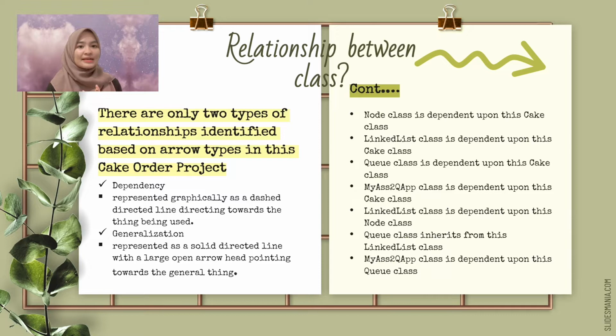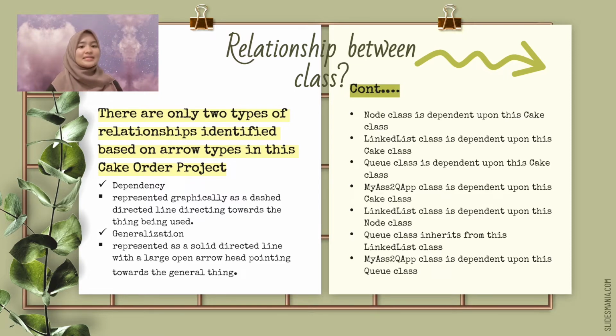Second, the linked list class is dependent upon this cake class. Third, the Q class is dependent upon this cake class. And the fourth one, the MyAssessment2QApp class, is also dependent upon this cake class. The second class, as we can see in the diagram, is the node class. There is only one dashed directed line directing towards the node class. This means that the link class is dependent upon this node class.